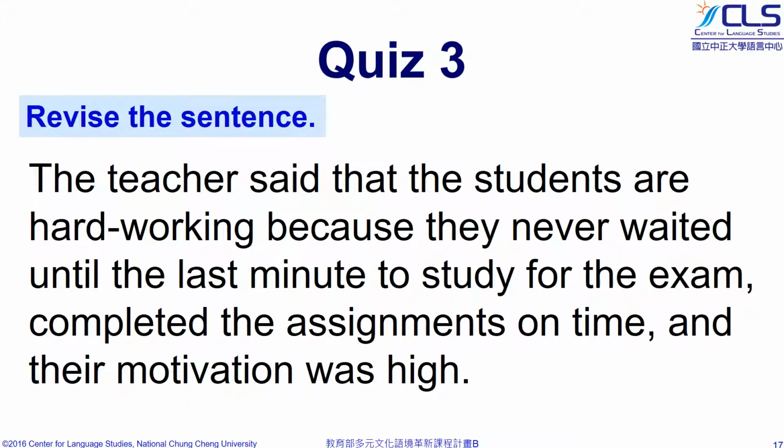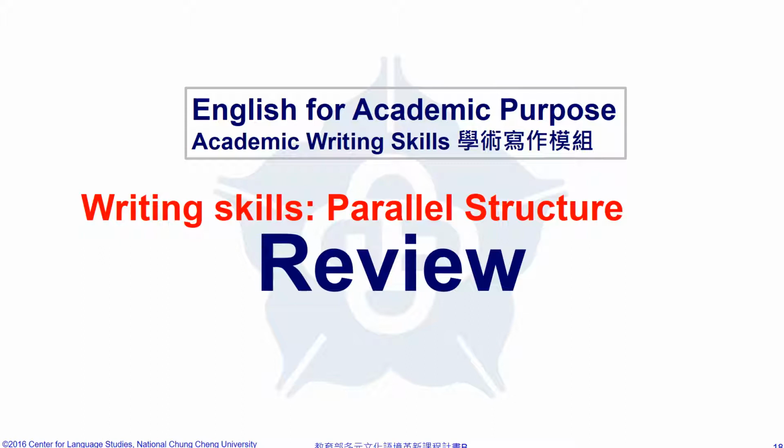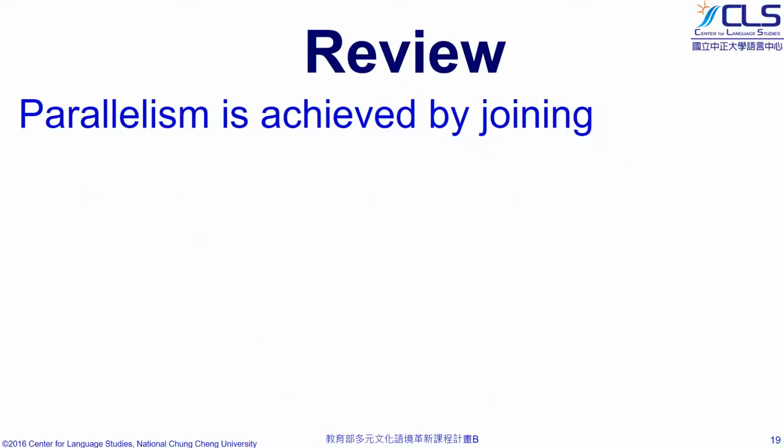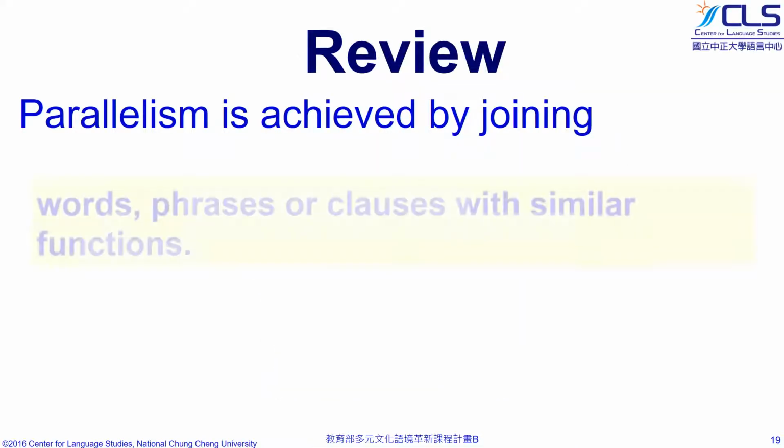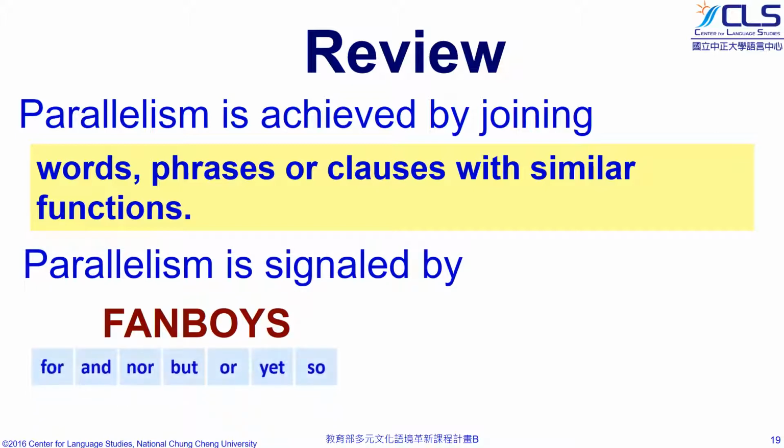Quiz 3. We may need to modify "their motivation" into "had high motivation" to create the sentence with a parallel structure. Now, at the very end of the lesson, let's have a quick review of today's topic, parallel structure. Parallelism is achieved by joining group of words and clauses with similar functions. The signal words like fanboys can help make sentences parallel.